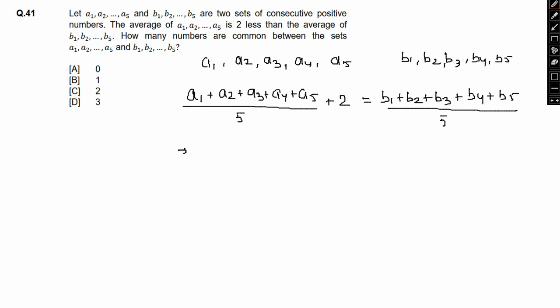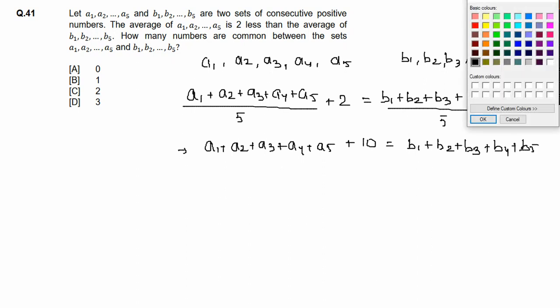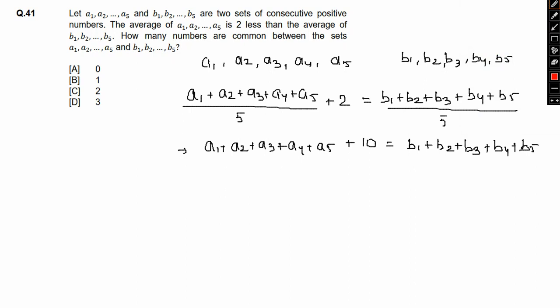So this we can actually write as A1 plus A2 plus A3 plus A4 plus A5 plus 10 is equal to B1 plus B2 plus B3 plus B4 plus B5. Okay, so this is what we have. Now let us consider a few sequences of consecutive positive numbers. Basically the summation of the A series should be 10 less than the summation of the B series.